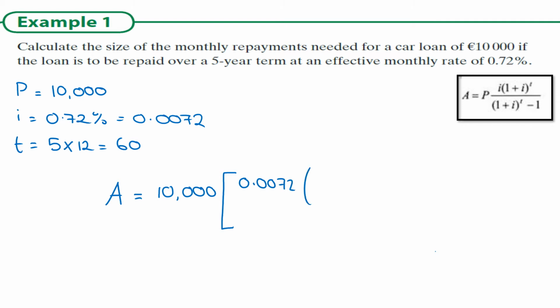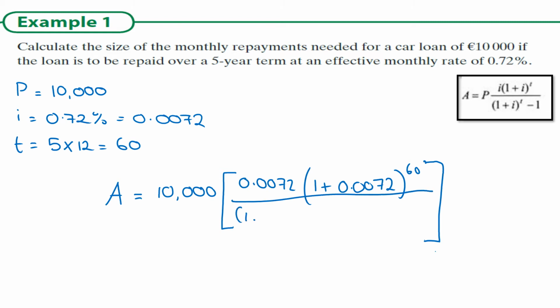In this case the monthly repayments are going to be 10,000 times 0.0072 times 1.0072 to the power of 60, all over 1.0072 to the power of 60 minus 1, and that can all go in our calculator. And that works out at 205.84.